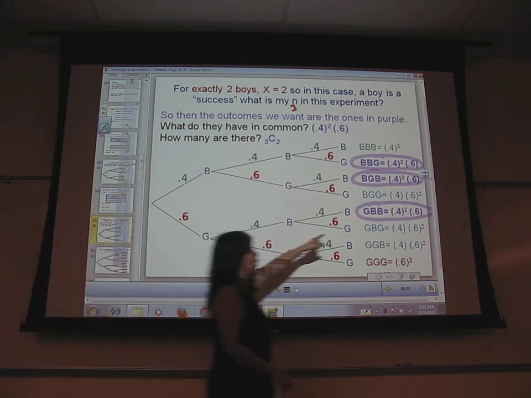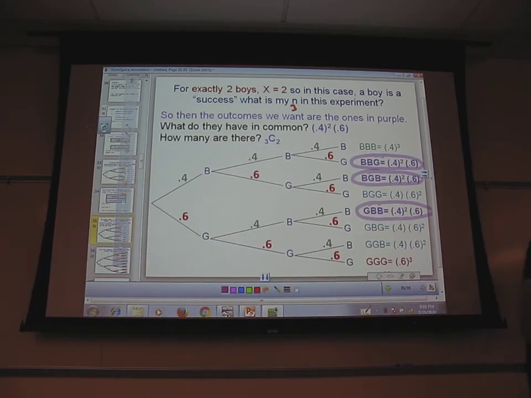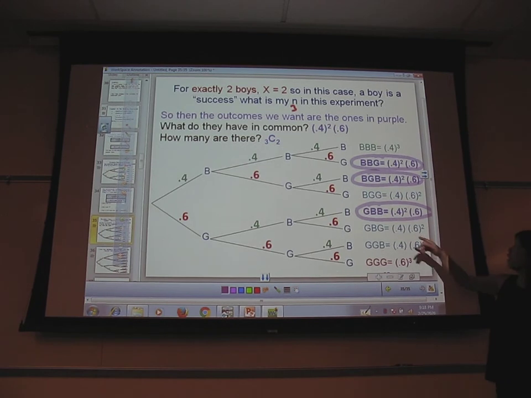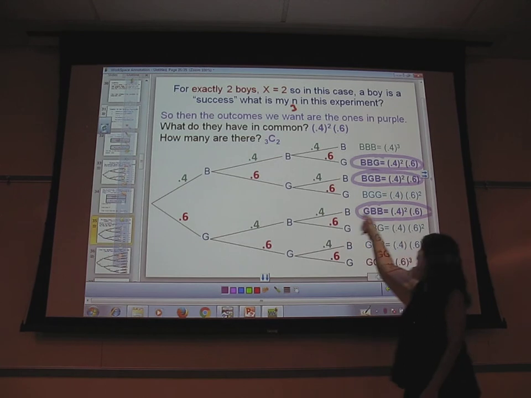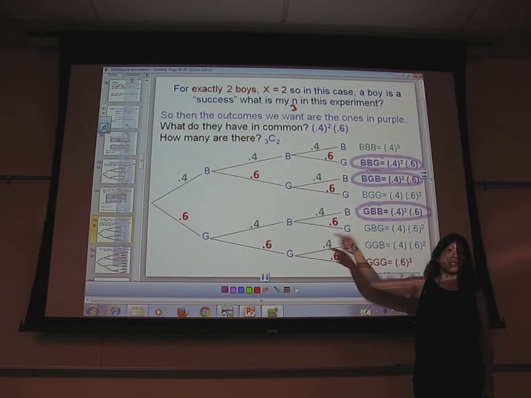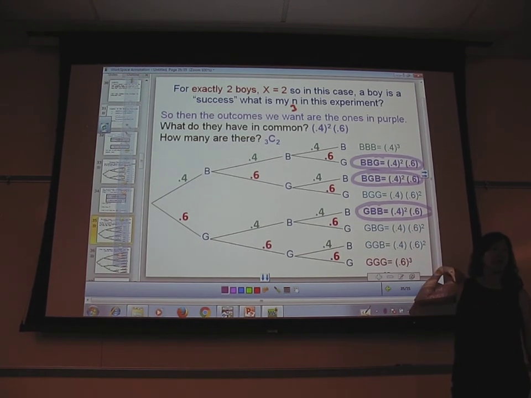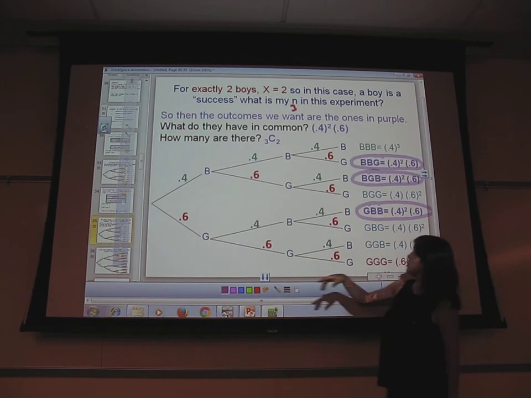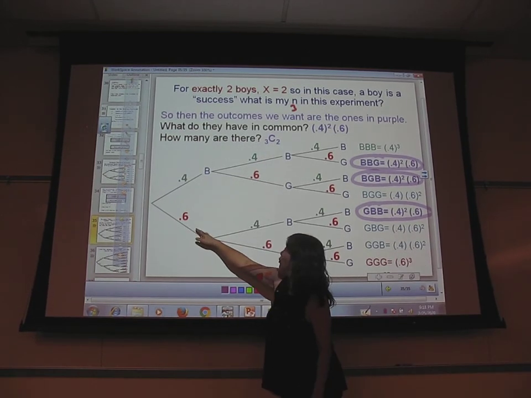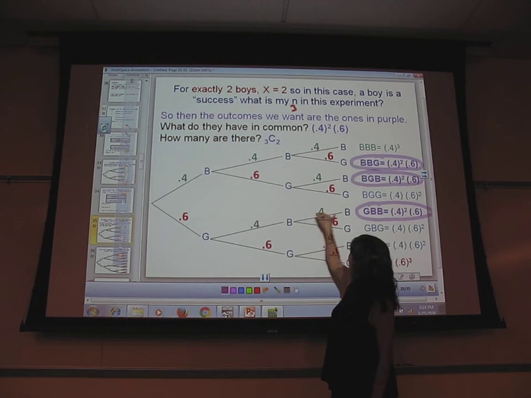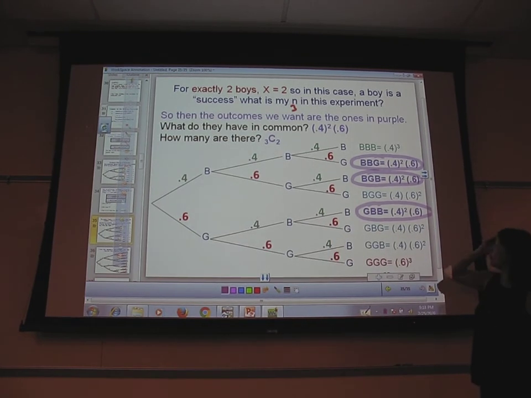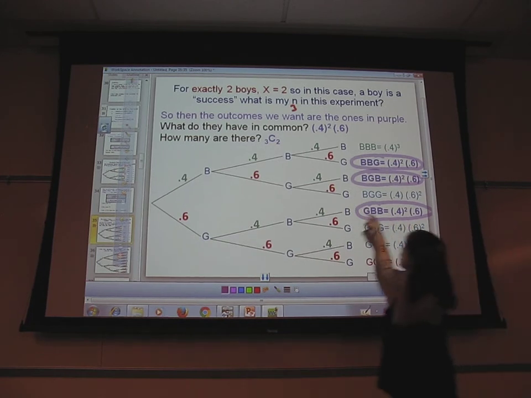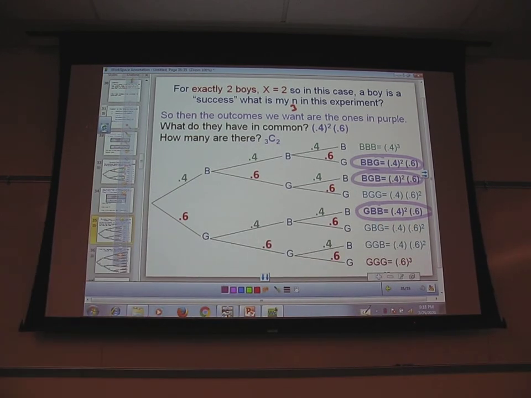Yeah, they're all 0.4 squared times 0.6. Does everyone see that? Why? Because they all have 2 boys in them, two 0.4s, and 1 girl, one 0.6. So everybody follow where that comes from? They're always going to have a girl, a 0.6, and 2 boys, two 0.4s. Always. Because they have 2 boys and 1 girl. So that's where this part of the formula comes from.